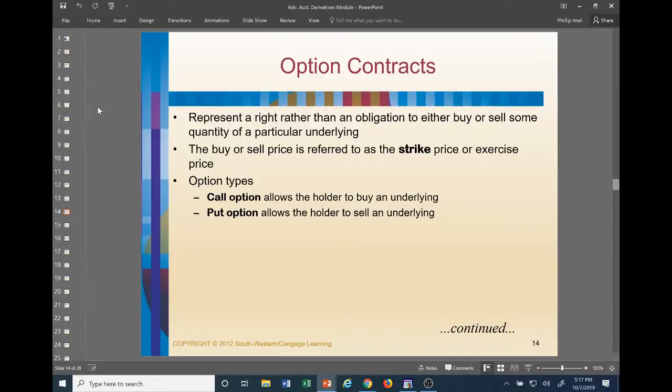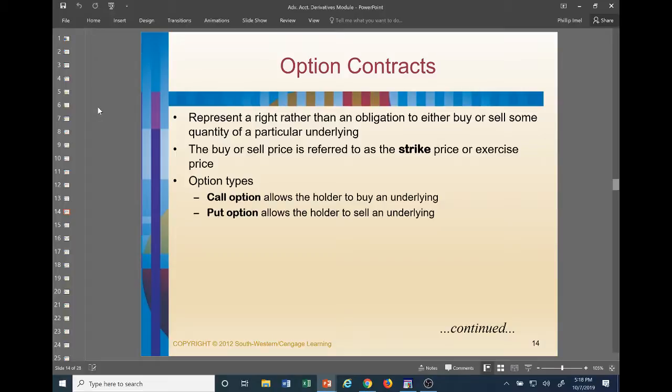Option contracts. An option represents a right rather than an obligation to either buy or sell some quantity of a particular underlying. Some common examples include options to buy or sell stocks, a stock index, an interest rate, foreign currency, oil, metals, and agricultural commodities. The option is valued for a specified period of time and calls for a specified buy or sell price. This is referred to as the strike price or exercise price.